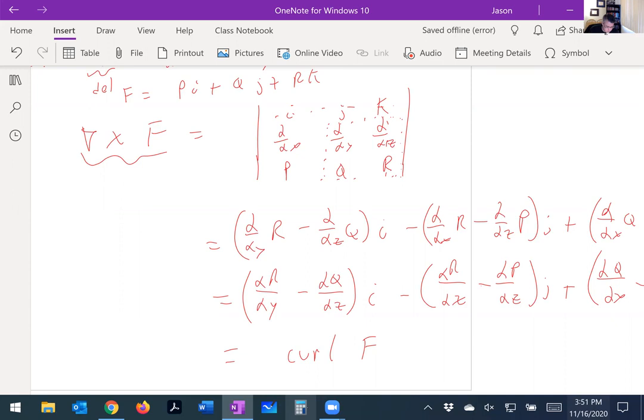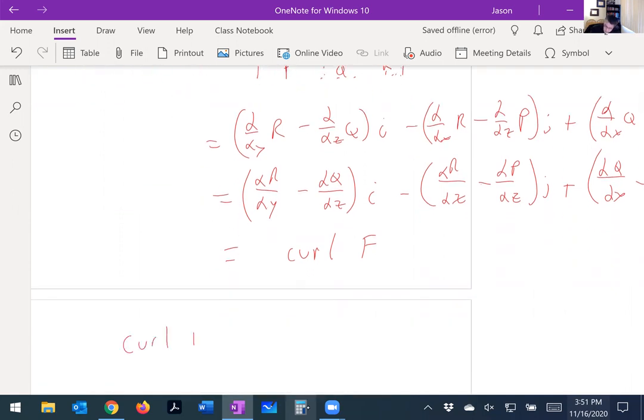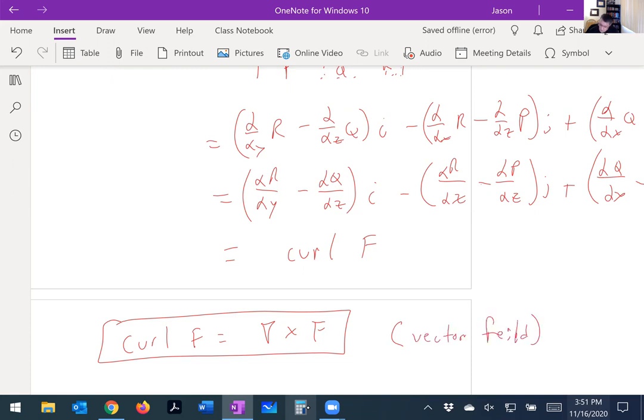Okay, so we can write that formally and say, look, the curl of F is equal to del cross F. You take F and you take the cross product with del, and that is your curl of F. And notice that this produces a vector field. The original F was a vector field, and the curl of F is a new vector field. It's just going to give us new information. When we cross product these, we call it the curl.